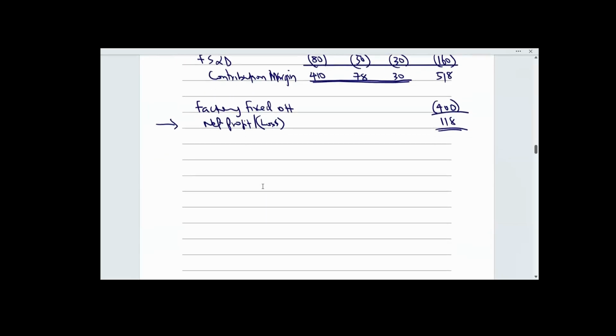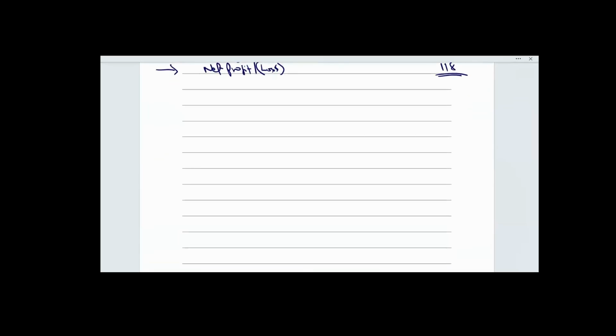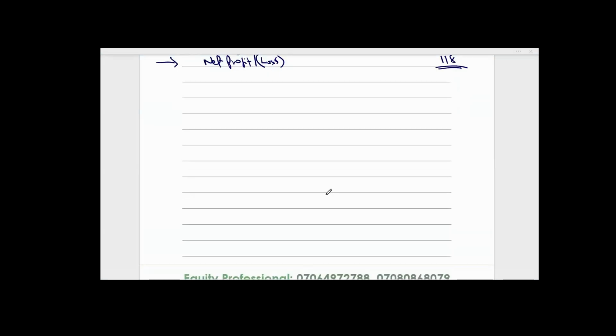Okay, let's go to the final part of the question. You have to advise the management based on the income statement prepared above.